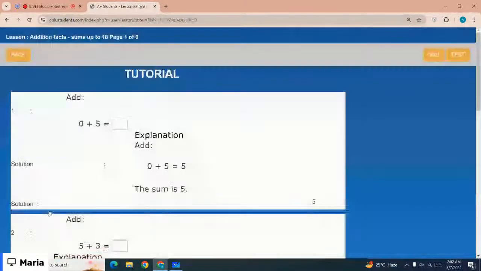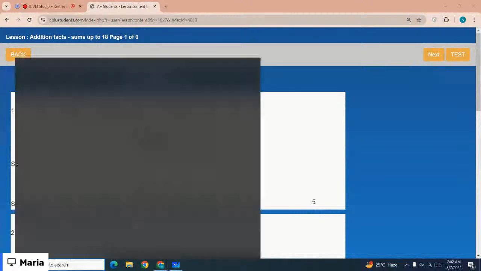Okay, the first one is add 0 plus 5. So you need to add, right? So when adding 0 to any number, the number stays the same. So 0 plus 5 is 5. The number stays the same.